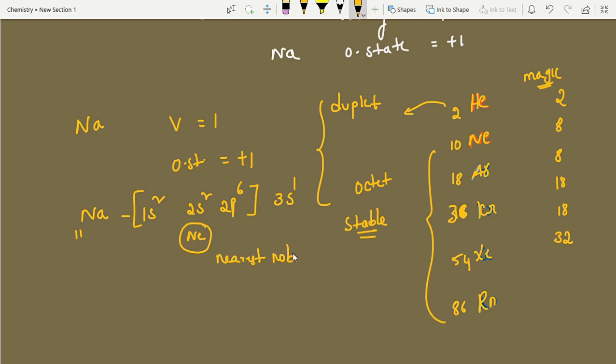Every atom tries to reach its stable state. Suppose sodium has an excess electron. If it loses one electron, it reaches the neon state, right? Suppose chlorine is there, atomic number 17. If it gains one electron, yes, it reaches the argon state. So every element always tries to reach the nearest noble gas configuration.